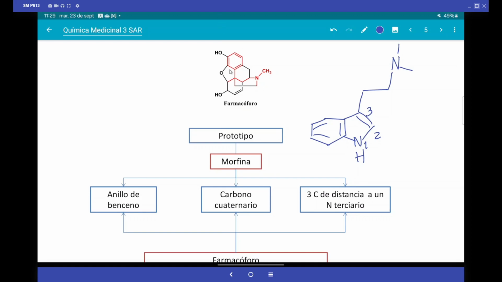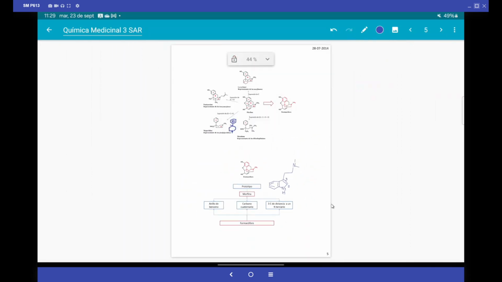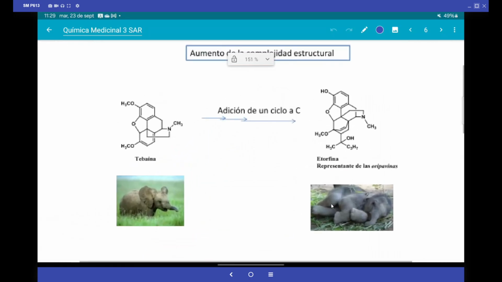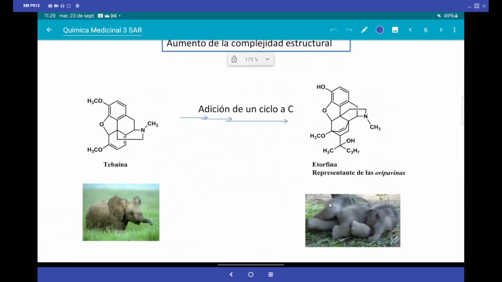Well, here I have another, different pharmacophore: a quaternary carbon and a protonable nitrogen. The pharmacophore structure is different here. Proposed then by simplification, we come to something simple. The structure can also be complexed, but that is rare. We can place an extra ring here, and we have the etorphine, which is so powerful that it serves to sedate large wild animals, such as an elephant, for example.